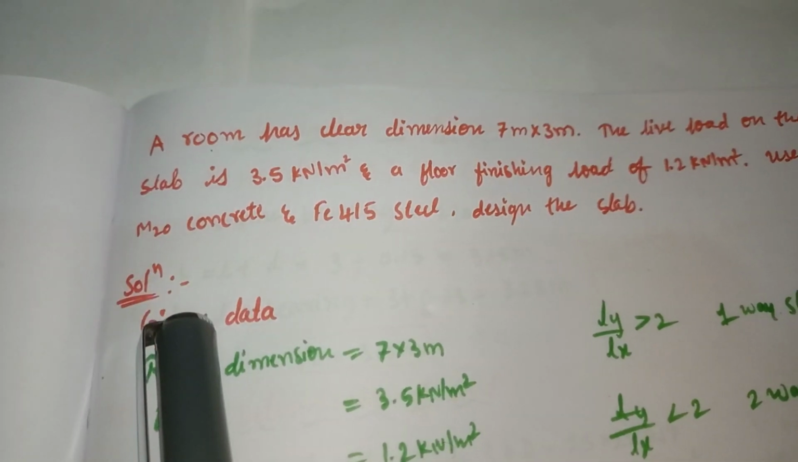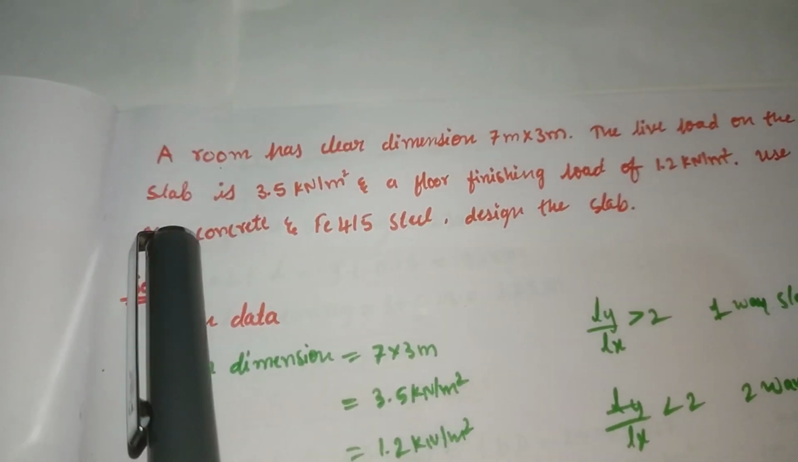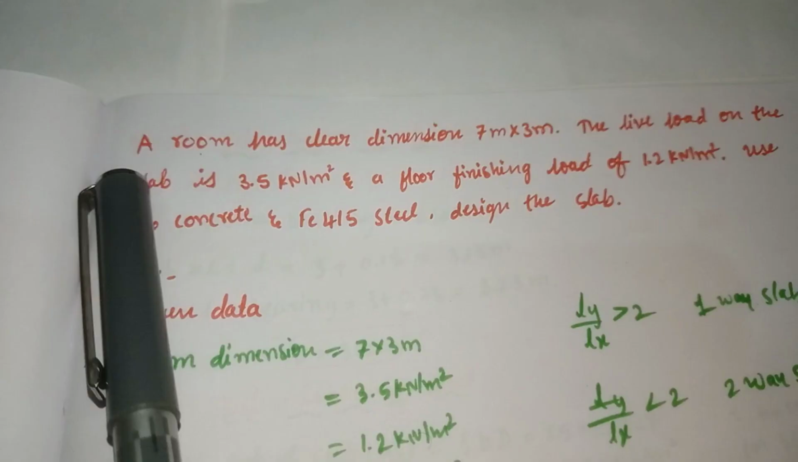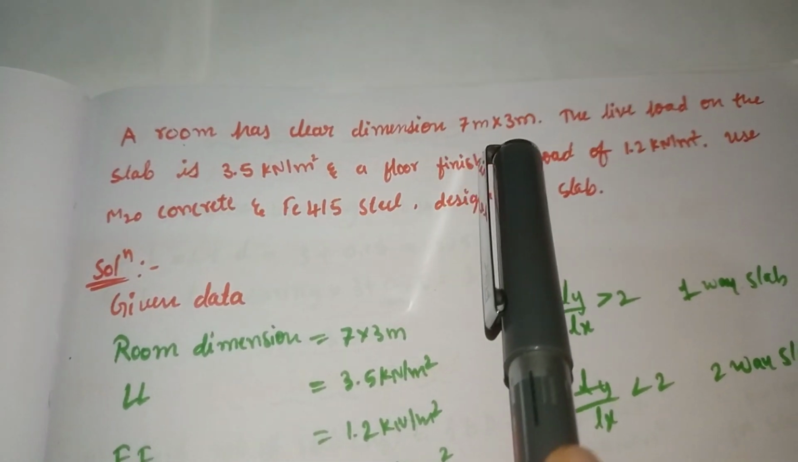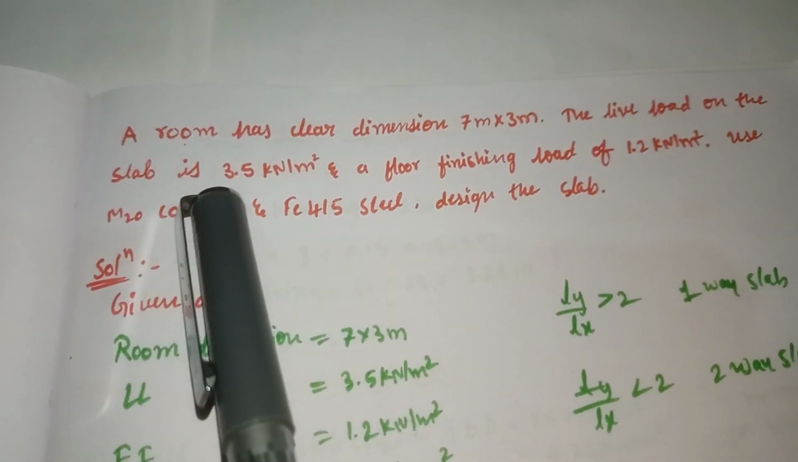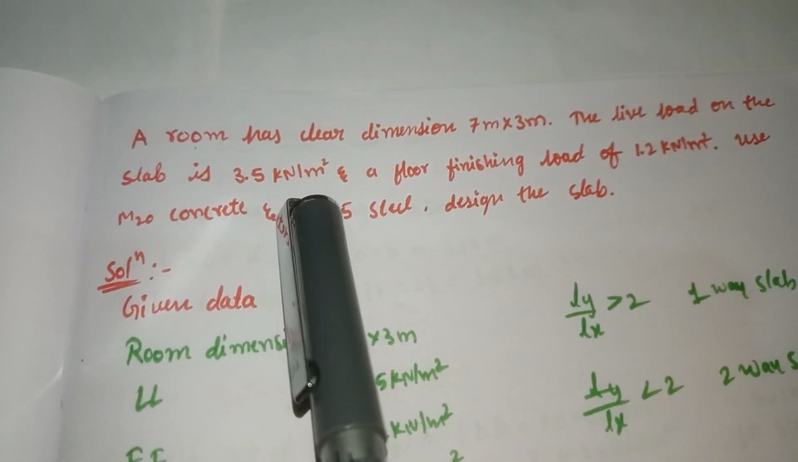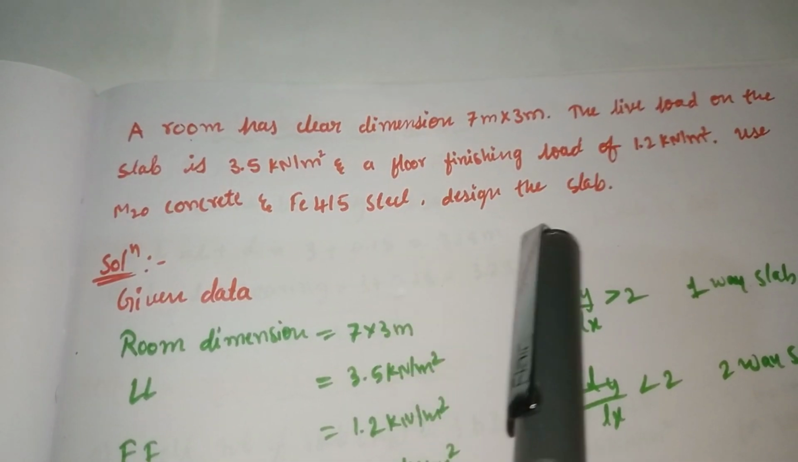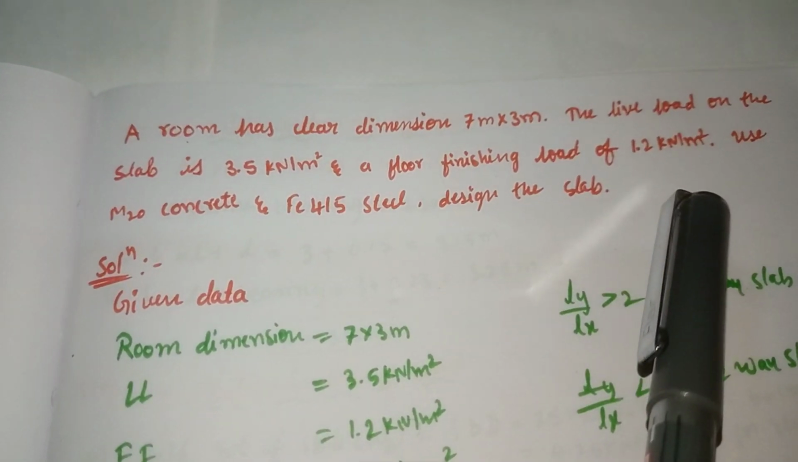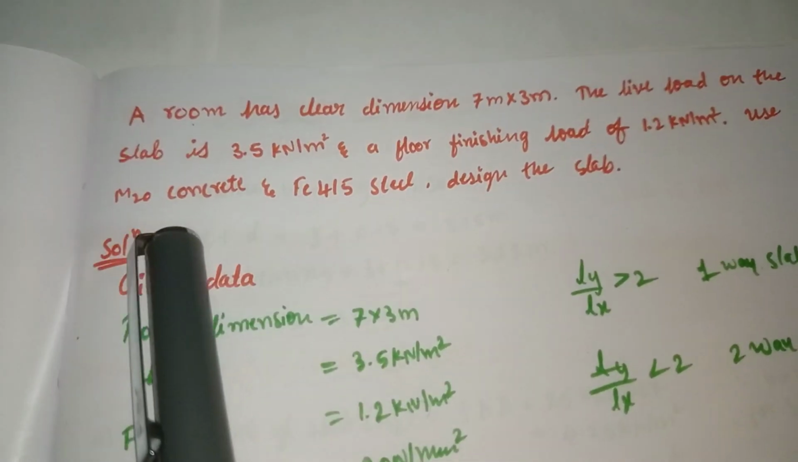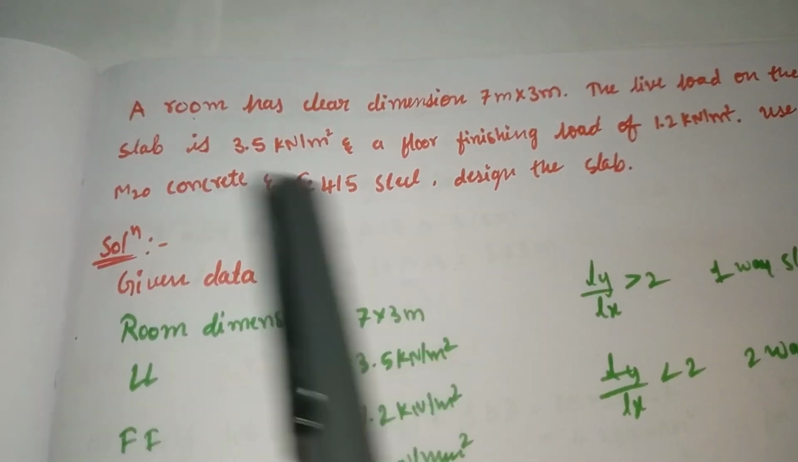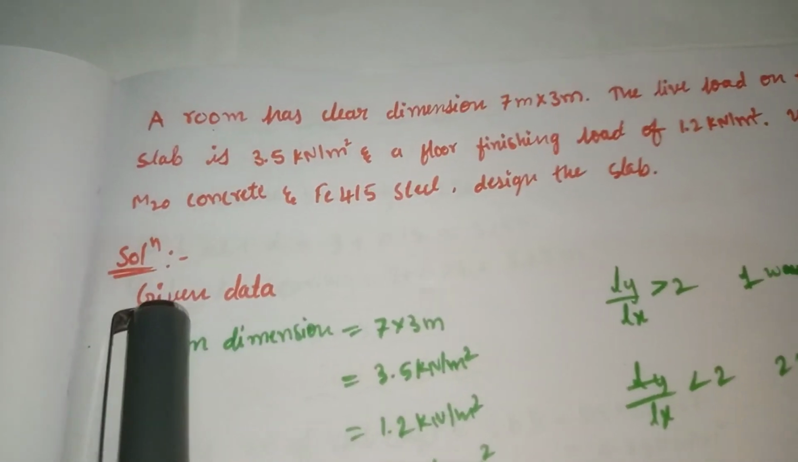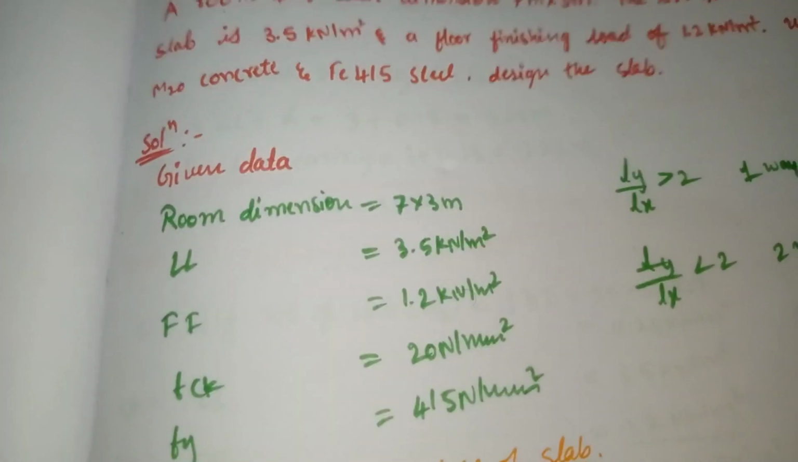In this video we will see the design of the slab. For that, the given problem is like this. A room has clear dimensions of 7 meter into 3 meter. The live load on the slab is 3.5 kN per meter square and a floor finishing load of 1.2 kN per meter square. Use M20 concrete and Fe415 steel. Design the slab. As usual in our RCC, the first step is to write down the given data.